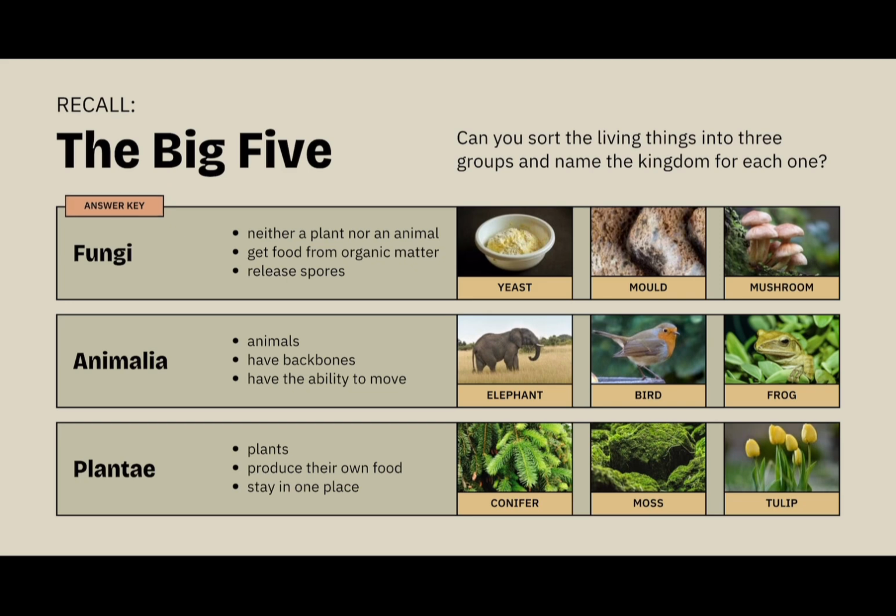Animalia. Living organisms under Animalia include elephant, bird, and frog. These are animals. They have backbones and have the ability to move. Plantae. Living organisms under Plantae include conifer, moss, and tulip. These are plants. They produce their own food and stay in one place.